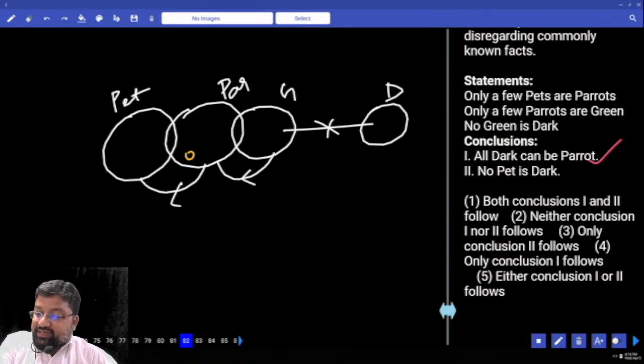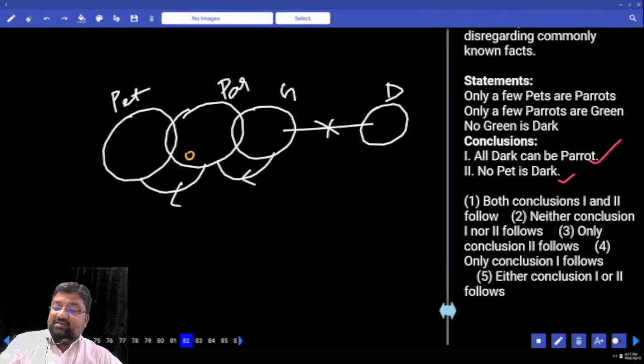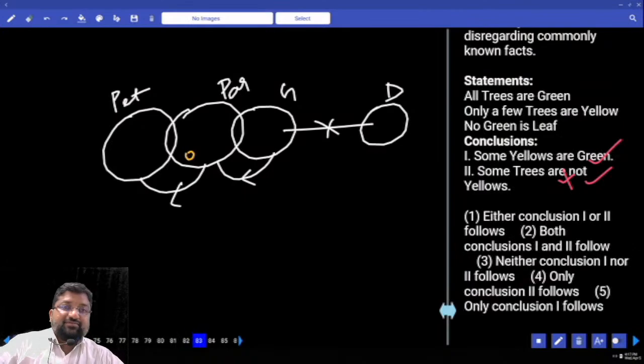And he says can be, it is also right. Next is what? No pet is dark. Complementary: some pets are dark. Can dark go and touch pet? Yes. When complementary is right, the regular conclusion is wrong. What's the answer? Only one follows.